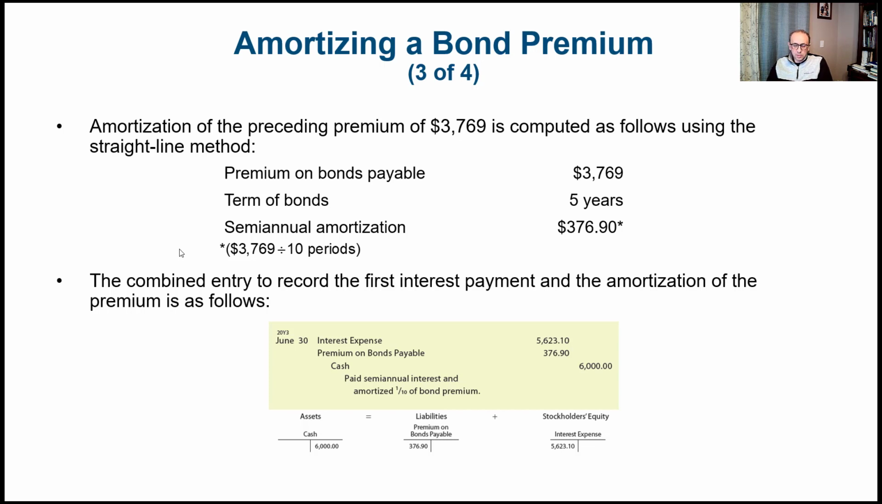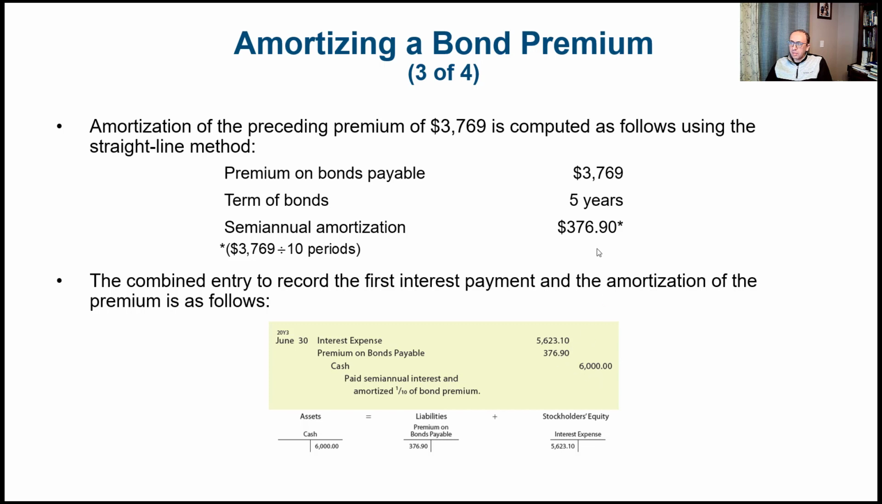The combined entry to record the first interest payment and the amortization of the premium would be as follows. And by the way, it's going to be the exact same journal entry for the 10 periods, or the 5 years, or the 10 interest payments. So the interest expense is going to be debited. We also debit premium on bonds payable, and then we credit cash. So for the numbers, we start with the cash, and this is where we get the 100,000 multiplied by 12%, multiplied by half, or 6 over 12, and that would be $6,000.